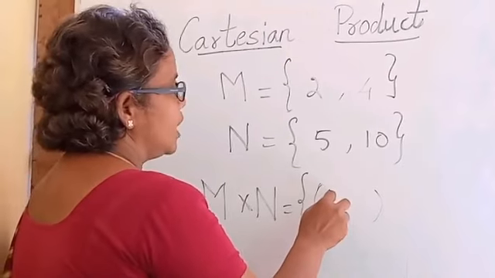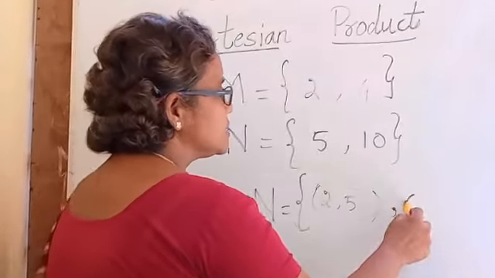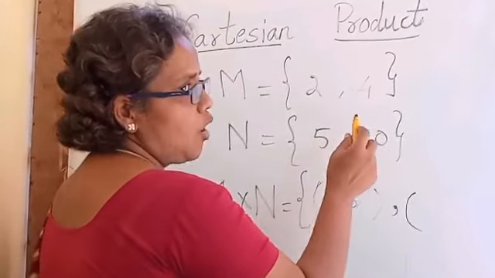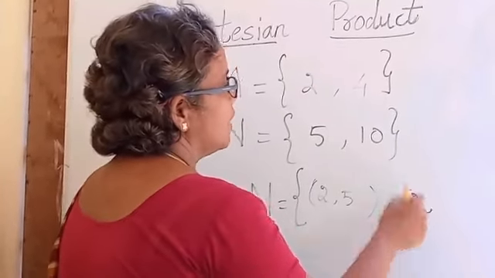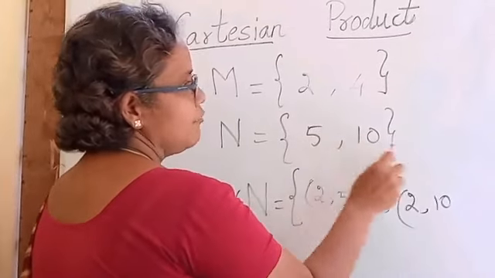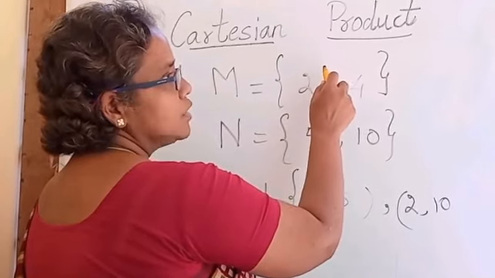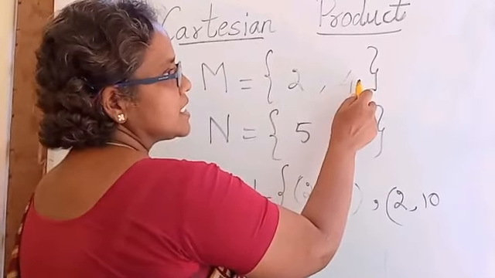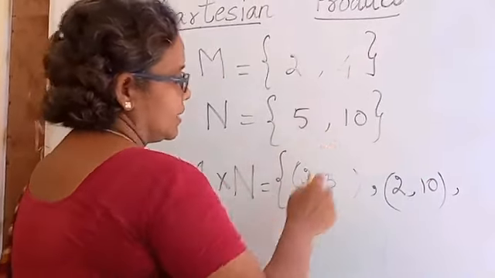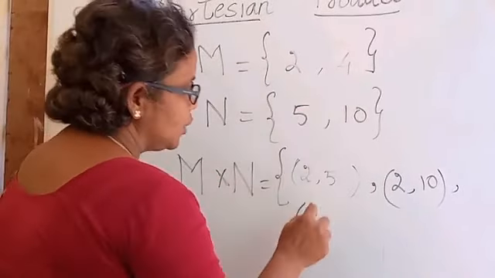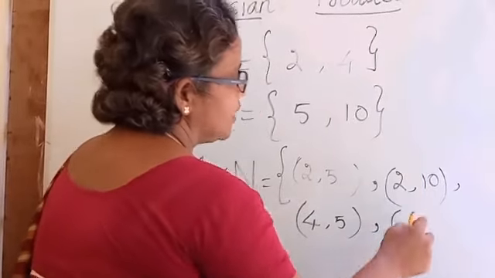So the first ordered pair will be 2, 5. Likewise, I will frame another ordered pair also with the first element of set M. So 2, 10. So I have finished with the elements in set N. So once again moving on to set M and considering the second element. The second element is 4. So once again I am going to do a pairing. So 4 is paired with 5. Likewise 4 is paired with 10.